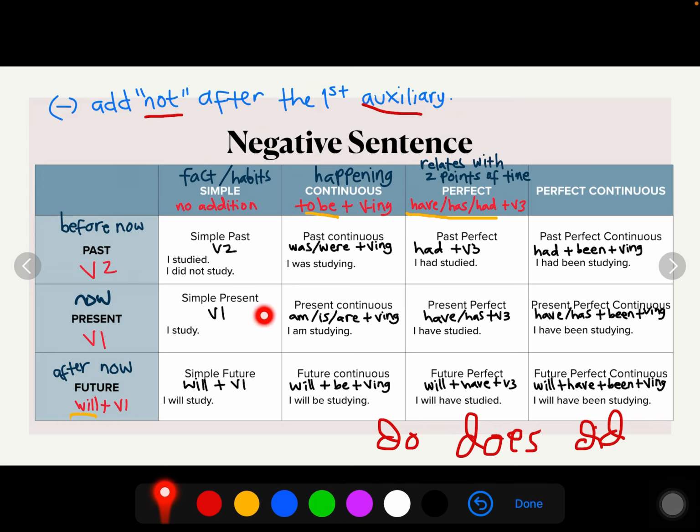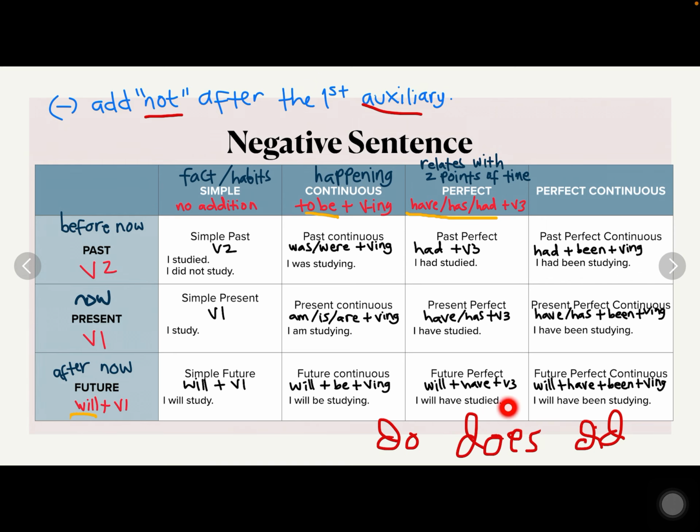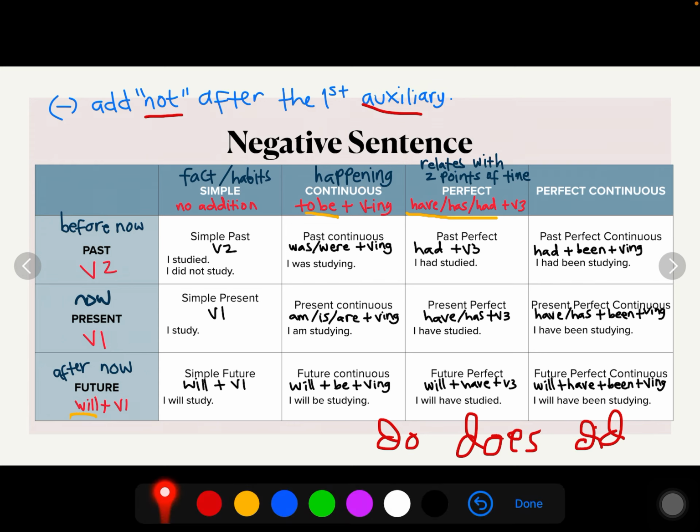And then for simple present, because we need verb 1 in these tenses, we can use do or does for the auxiliary. Do for I, you, they, or we, and does for he, she, or it. So it depends on the subject, tergantung subjeknya. For example, here I study, it becomes I do, and then add not after the auxiliary do. I do not study. Alright.